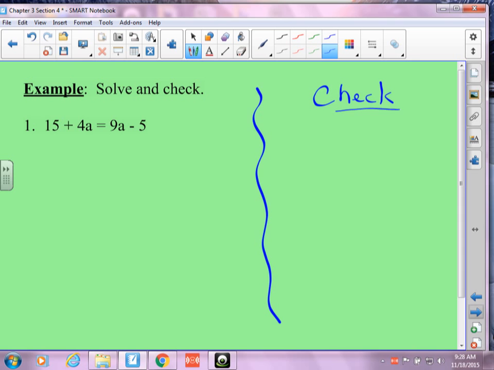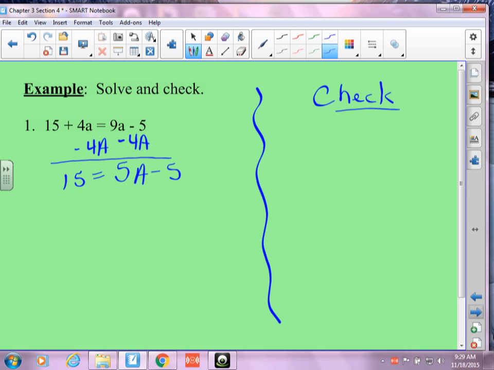Okay, I want A's on one side and I want numbers on the other, correct? What do I do? Sure, I can subtract 4A on both sides. So I get 15 equals 5A minus 5. And remember, I use the capital A's because my little A's look like 9s, and I don't want to confuse you.